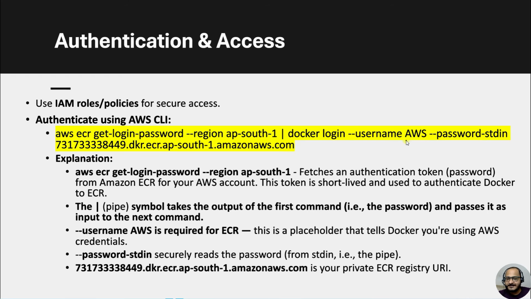So the username will remain same, like AWS. The password value will be changed. So password will be stored in stdin. Whatever the token we will get from here, that will be stored as part of this particular value. And this is your ECR URL. You will see this part will remain same, only the region will change here, like whatever the region you are going to use for your ECR, and the account ID. These two parameters or fields will be changed, rest all will remain same.